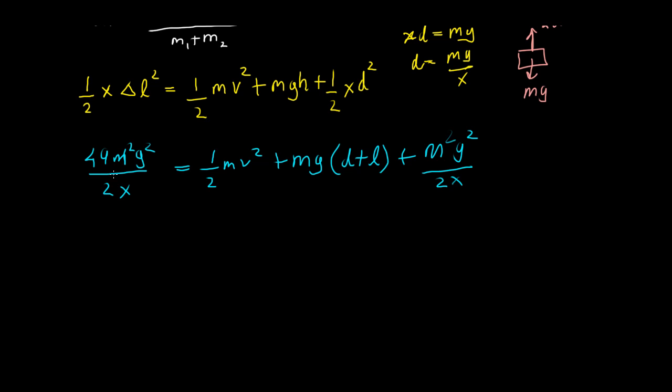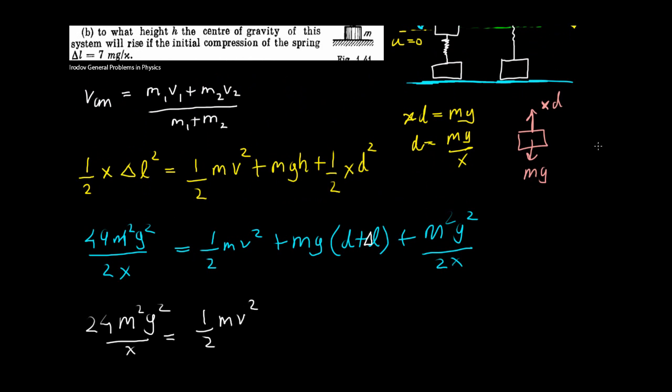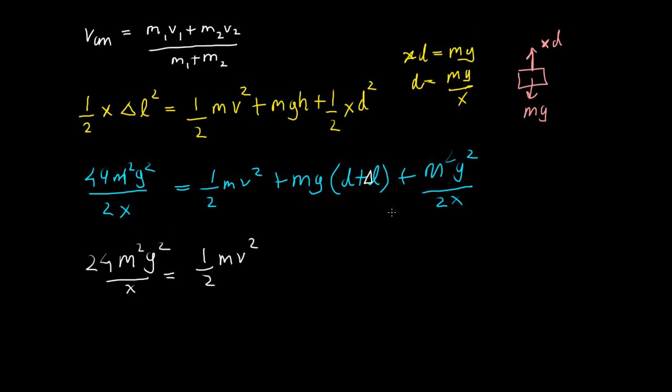We'll get that it is 49 minus 1 is 48, but we have it divided by 2, so it becomes 24 m squared g squared over x, which is equal to 1/2 mv squared plus mg times delta L. Delta L is also given to us, 7 mg by x. So 7 mg by x plus mg by x is 8 mg by x, so it is mg times 8 mg by x.